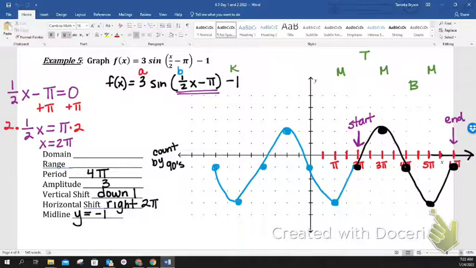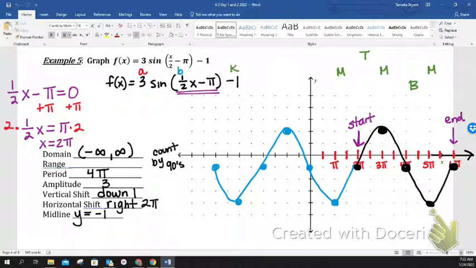So my domain, every sine and cosine are the easiest to graph because your domain is always the same. It's all real numbers. Sine and cosine are the only two of the 6 that have a domain of all real numbers. The range is your lowest y value. So how low do I go? So my lowest y value is what?